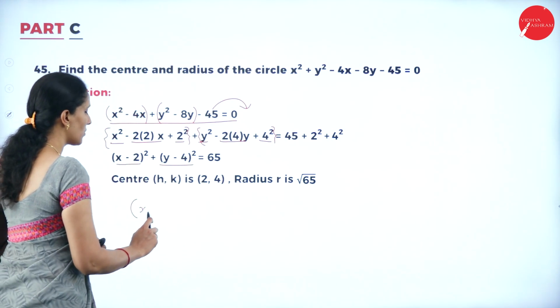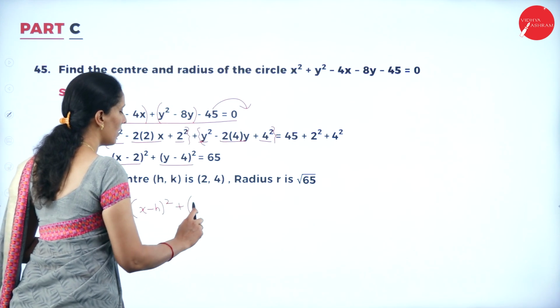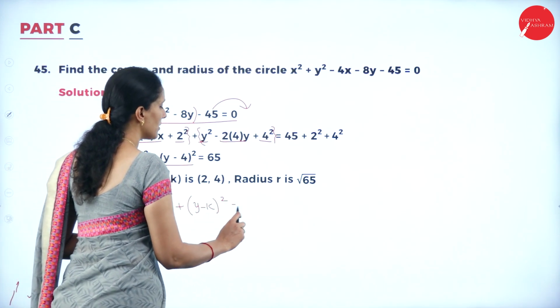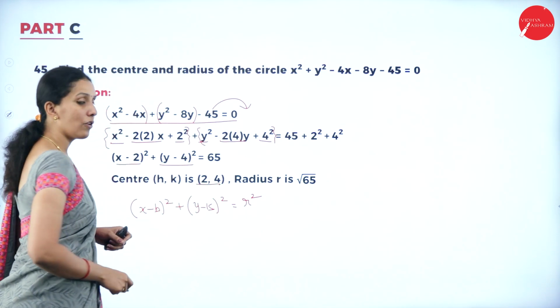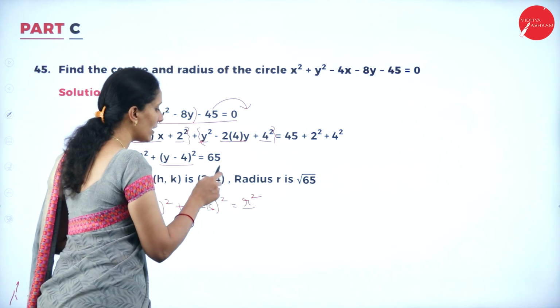So comparing this with (x minus h) whole square plus (y minus k) whole square is equal to r square, we can find h and k as 2, 4, which is the center. r square is 65.